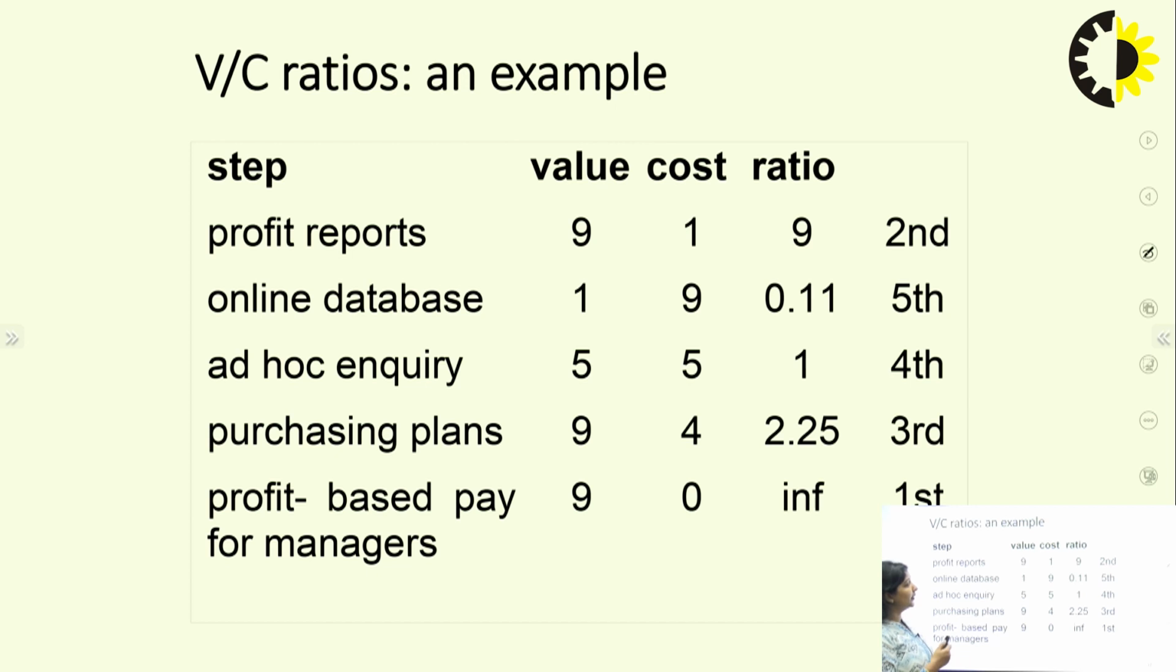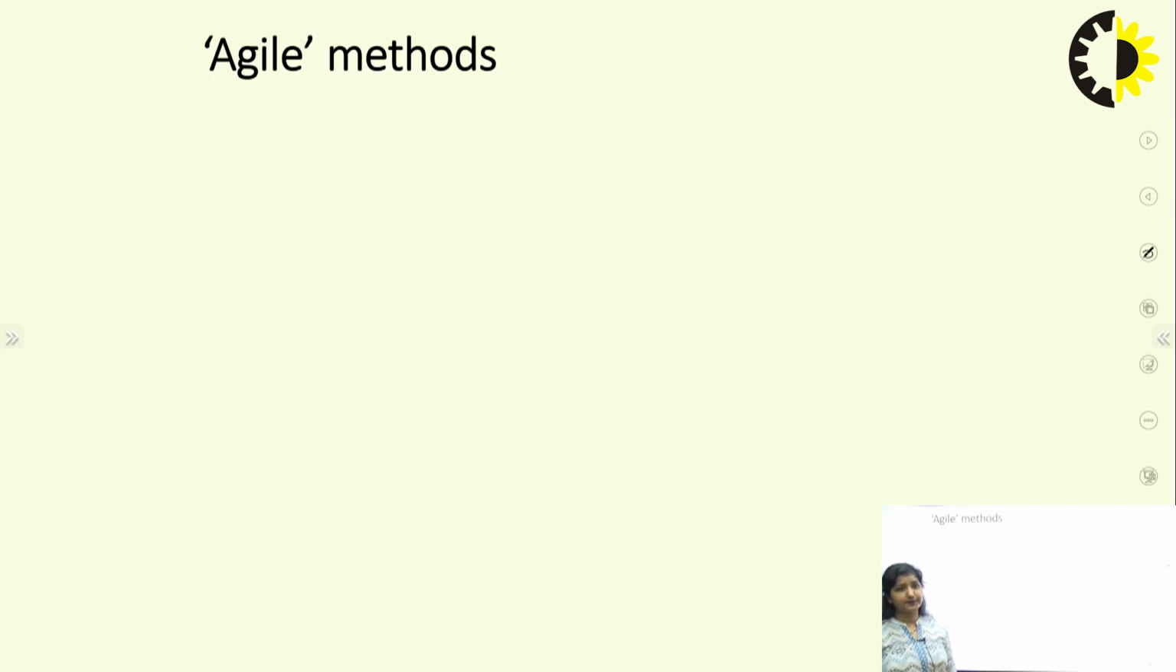Ad hoc inquiry: value 5, cost 5, ratio 1, so it comes out to be 4th. Purchasing plan: value 9, cost 4, ratio 2.25, so it is the 3rd. Profit-based payor managers: value 9, cost 0, so the ratio is infinite, so it becomes the first step. So this is how these steps can be identified, if I need to know what the first step or the prerequisite step is for any project.